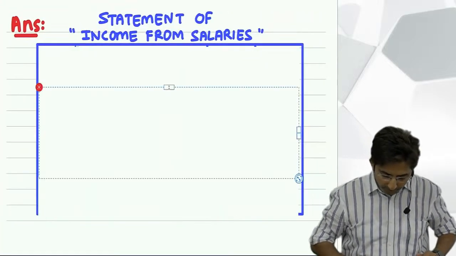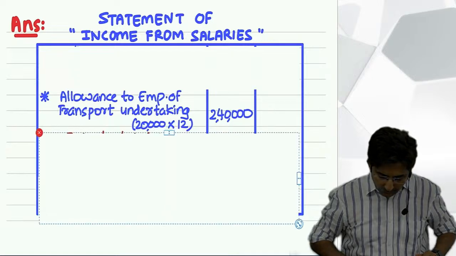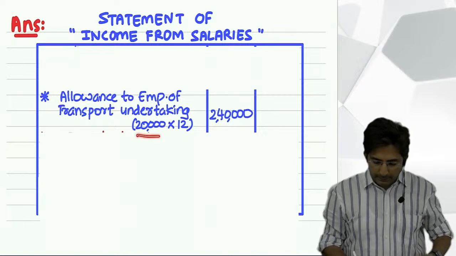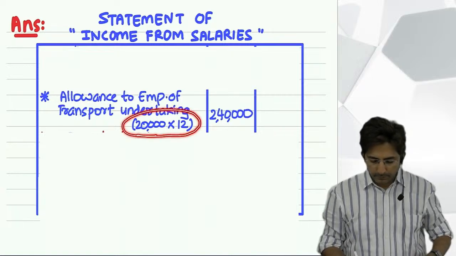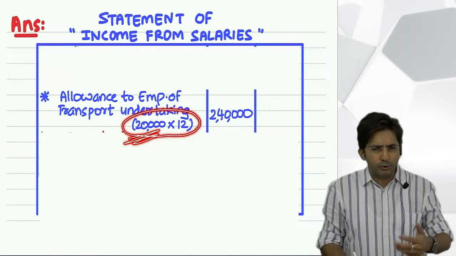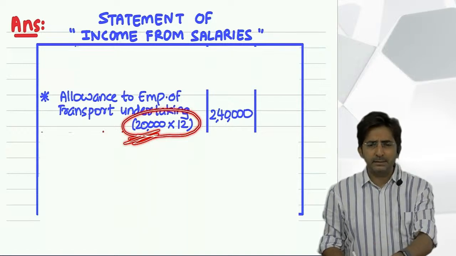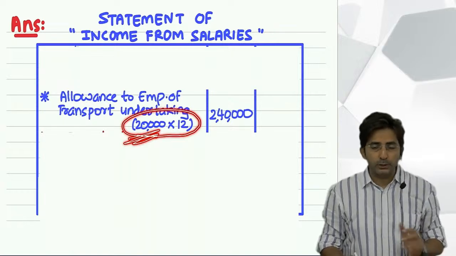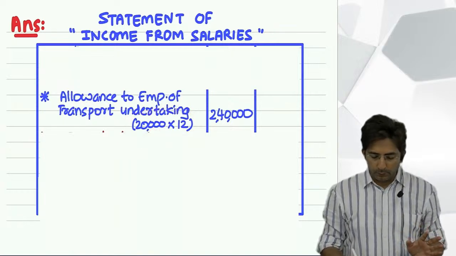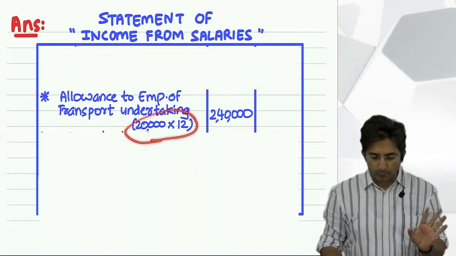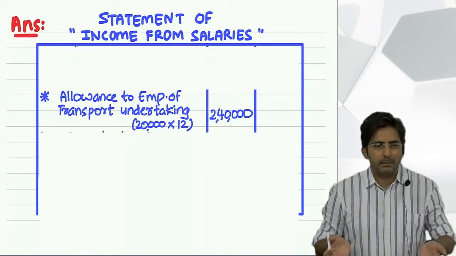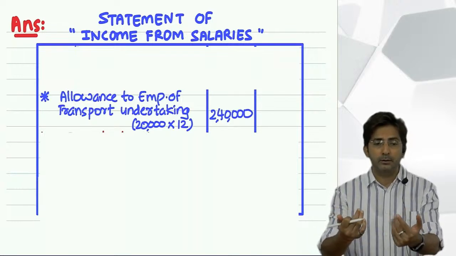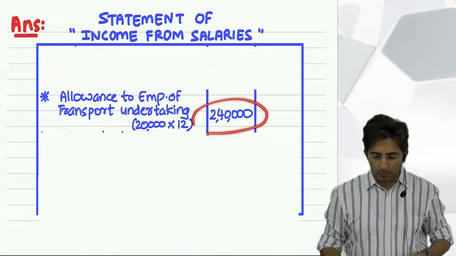Look, assume in the question it is given that the employee has received 20,000 per month. This 20,000 which I have written, I am assuming that the driver is getting from his boss 20,000 per month. So first, what you will write? 20,000 per month into 12, you will write it in the inner column. 20,000 is just an example, some amount they give in the question. So whatever amount is given in the question, first you will write it in the inner column, okay?